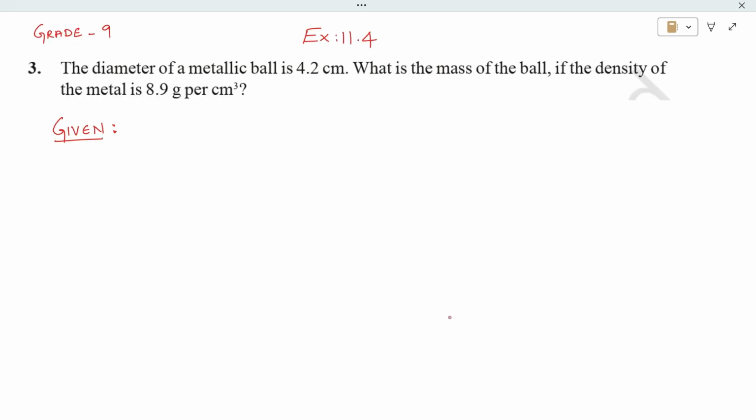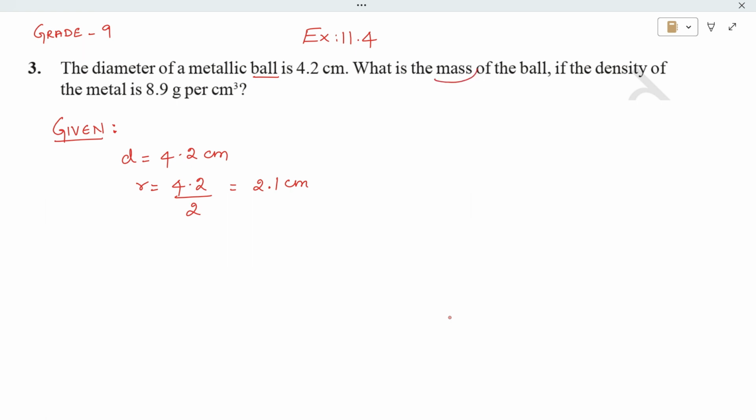Solve question number 3. The diameter of a metallic ball is given. So a ball is a spherical shape, sphere. Okay. So it is 4.2 centimeter. So I know diameter is equal to 4.2. And what would be the radius? 4.2 divided by 2. So it can be a rounded off figure since it is an even number. So it is divided and kept as 2.1 centimeter.